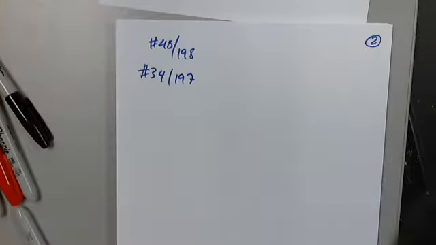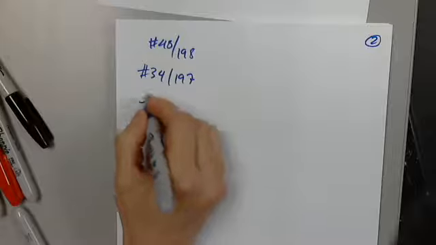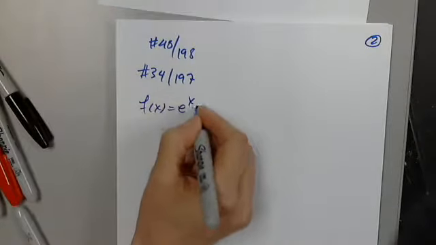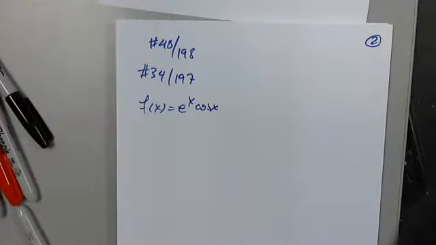I remember 34 on 197. Let's take a look. 34. So for what values of x does the graph of f have a horizontal tangent? Okay, so let's work on this one. f of x equals e to the x times cosine x.